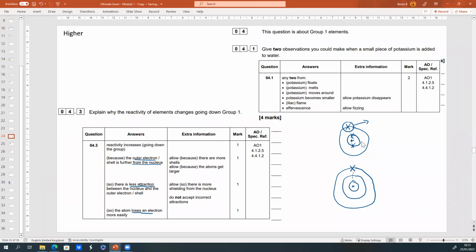To explain why the reactivity of elements changes going down group one, it increases, they get more reactive. We know that if you've seen them or from that kind of table of information, they get more reactive down the group. Reactivity increases because the outer electron is further from the nucleus. There's less attraction between the electron and the nucleus, and therefore it's easier to lose.